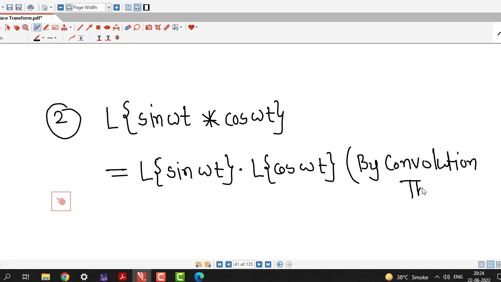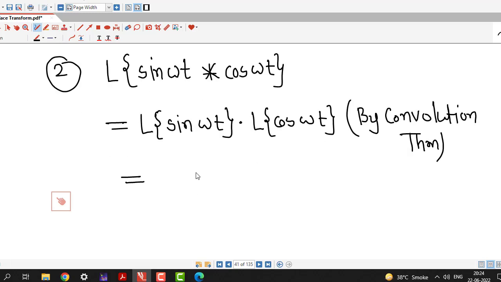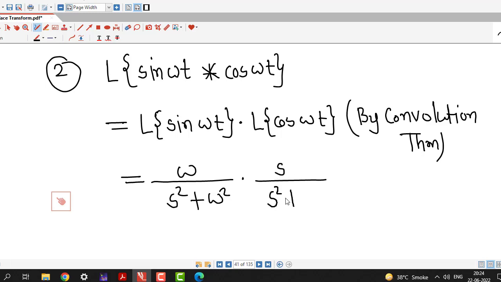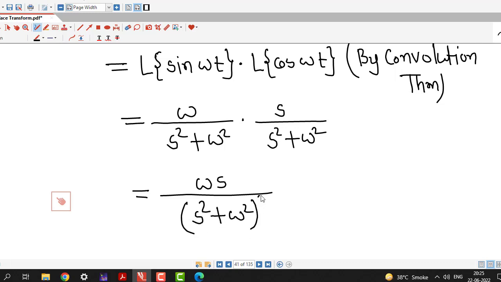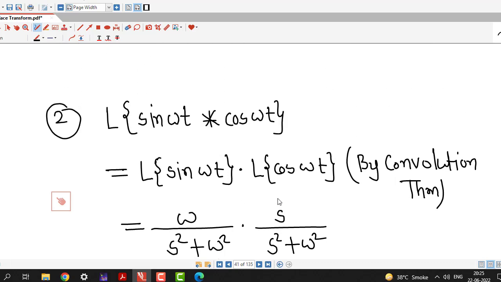This is by convolution theorem, and we know that the Laplace transform of sin omega t is omega divided by s square plus omega square. The Laplace transform of cos omega t is s divided by s square plus omega square, and this we can rewrite as omega into s divided by s square plus omega square whole square. So in this way we can obtain the Laplace transform of the convolution of two functions using convolution theorem.